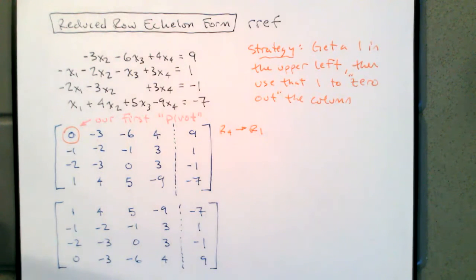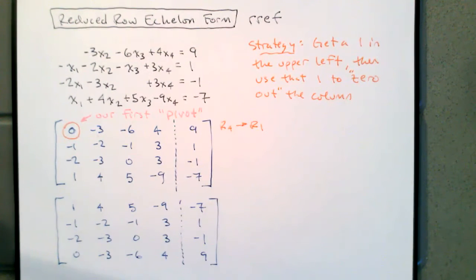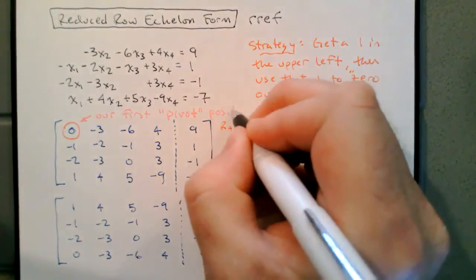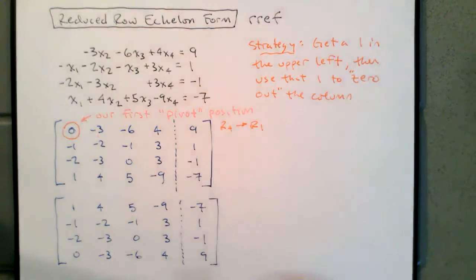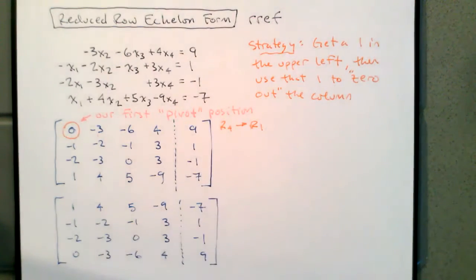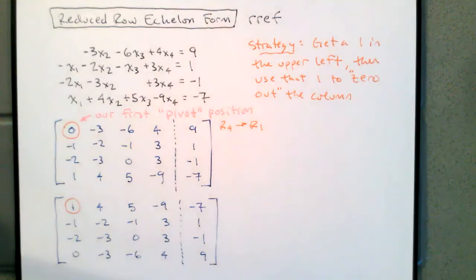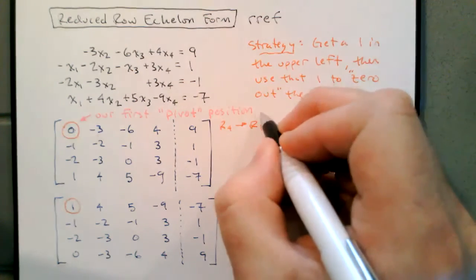Now, the question is, what happened to the pivot? When we talk about pivots, we want to talk about pivot positions in the matrix. So this 1 is still the pivot position. It's that location in the matrix, not the 0 from the row. It's a position in the matrix.